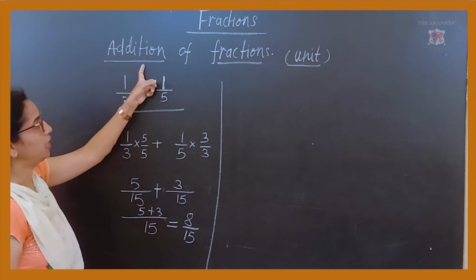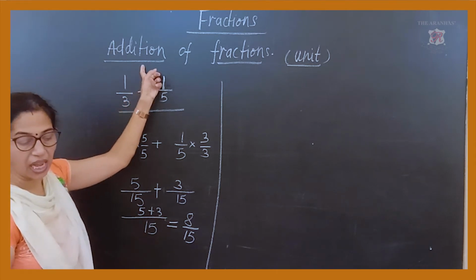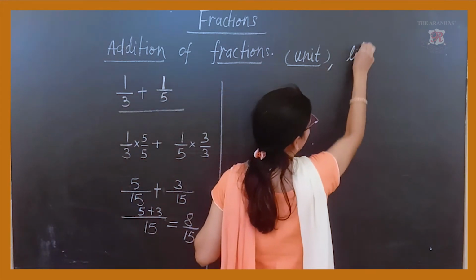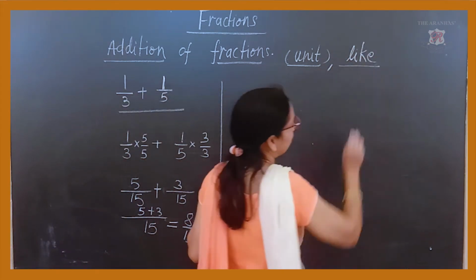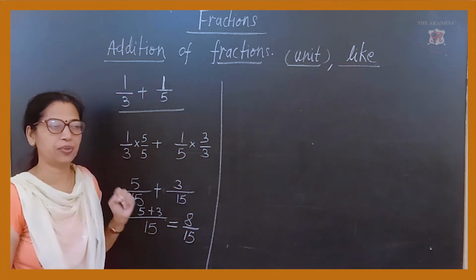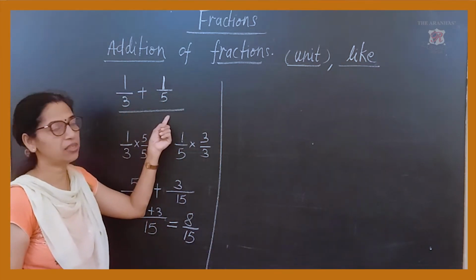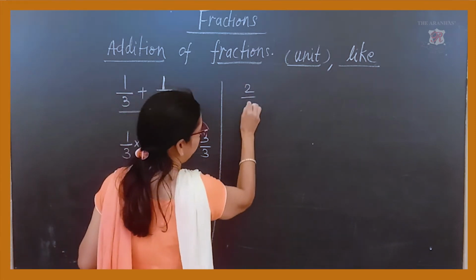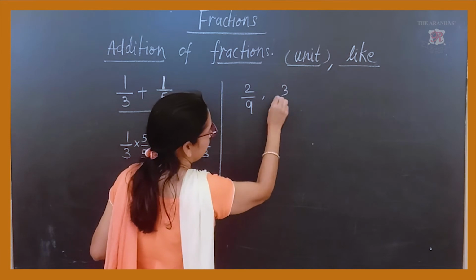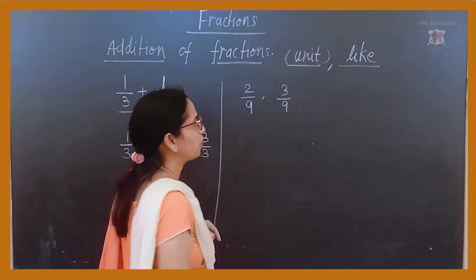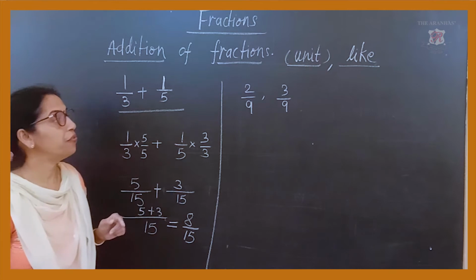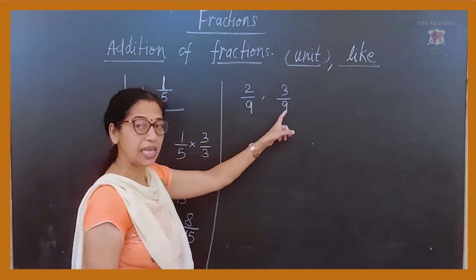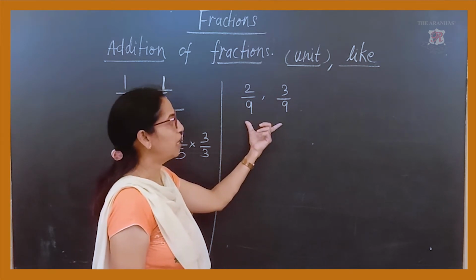Now we will see the addition of like fractions. Now what are like fractions? Like fractions means whenever the given fractions have an equal denominator. Suppose here we have 2 upon 9 and 3 upon 9. Such fractions are given to you, it means the denominators are the same. These are the like fractions.